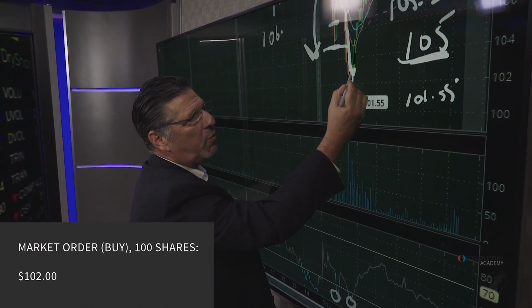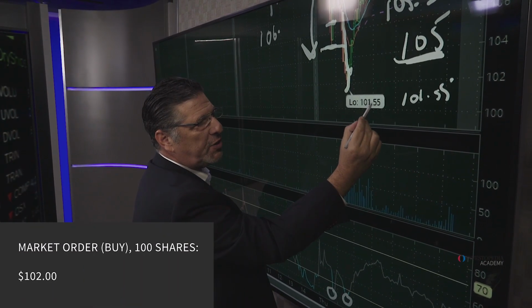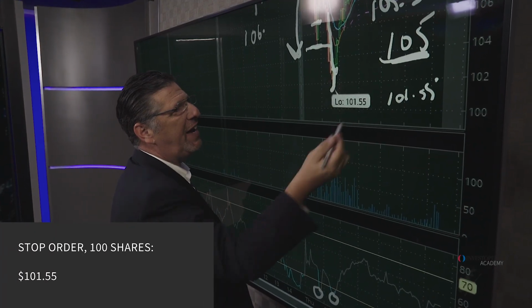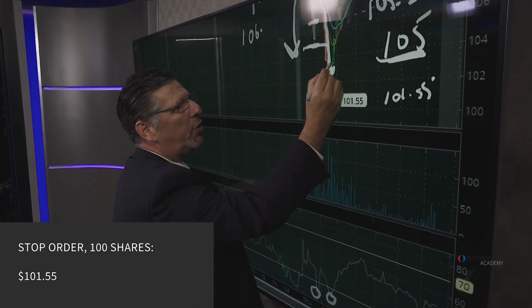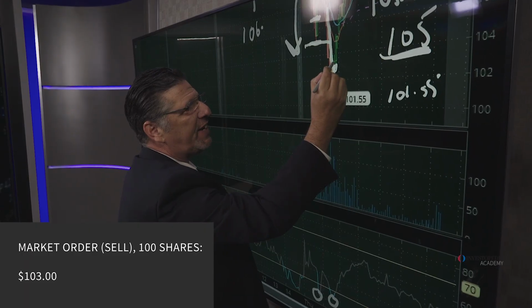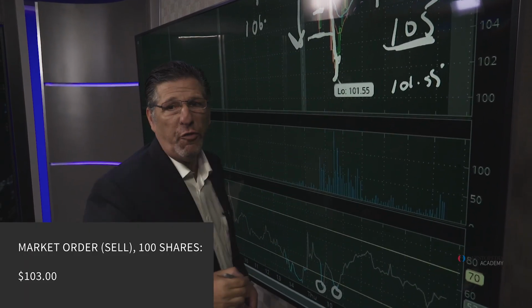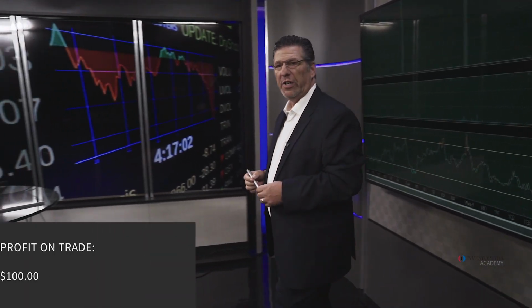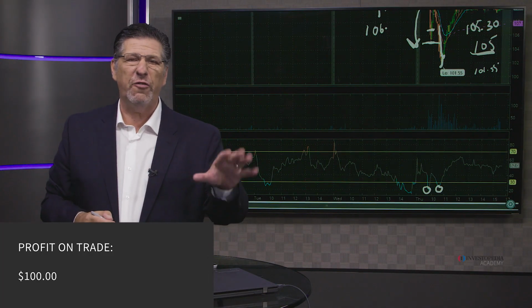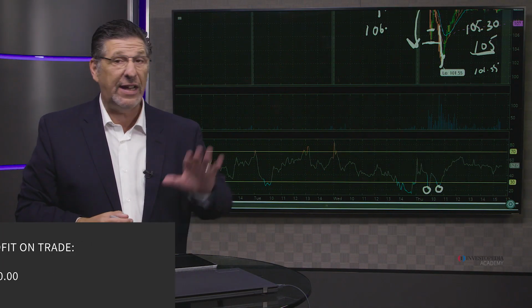We get long the stock at 102. Our stop order goes at the low sale, 101.55. Immediately put out an order to sell it at 103. And within about 30 seconds, this stock went all the way up to 104. Take the profit out of the trade. That is our far from moving average trade. Now let's put up another chart of a far from moving average trade.